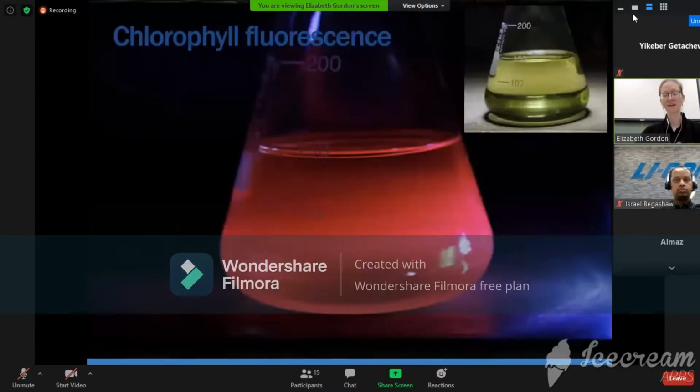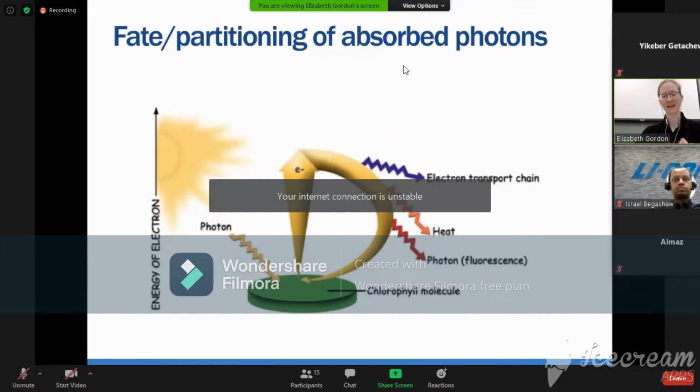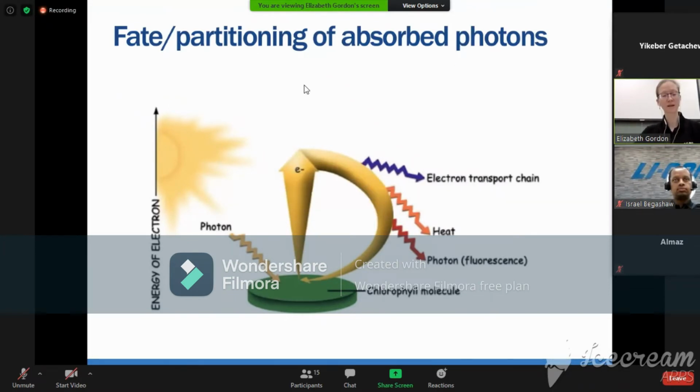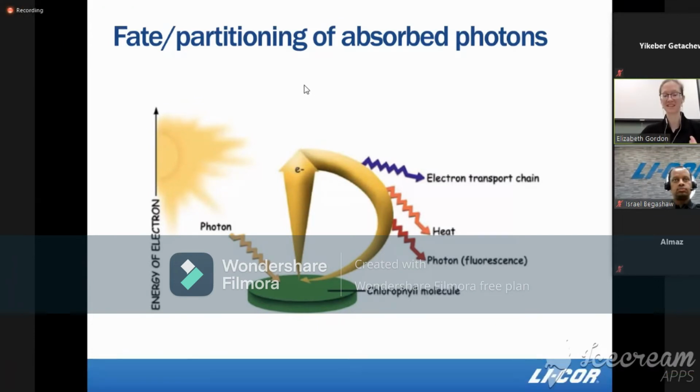As I mentioned, any photon that goes into the leaf has to go somewhere. A photon goes in, and a chlorophyll molecule is raised to an excited state. That excited state is extremely unstable, and so immediately that electron wants to fall back down to a more ground state. That can go to the electron transport chain, it can go off to heat or non-photochemical quenching, or it can be given off as fluorescence.